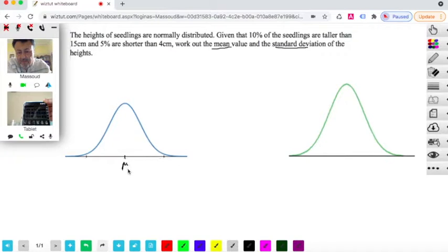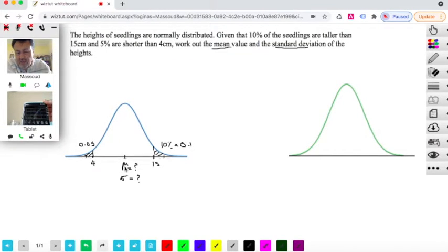So we know that the mu and the sigma are not given to us, but we do have two pieces of information. We know that 10% of the seedlings are taller than 15. So if we assume that this is 15 here, then we know that this area is 10%, or in fact 0.1, and it says 5% are shorter than 4 centimeters. So we assume 4 centimeters is here, and this area here would be 5%. So I just write it as decimal 0.05.